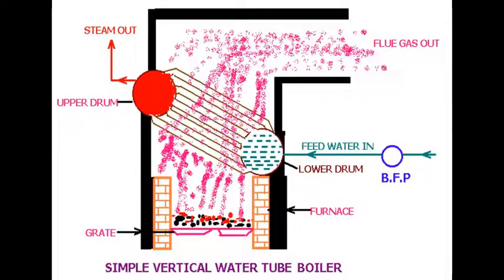The next phase of water tube boiler development is the simple vertical bi-drum water tube boiler, where two drums are connected by bank tubes and it is placed within an encased zone, and firing is done from the bottom in a travelling grate, and feed water is fed into the bottom drum or lower drum, and whatever heat is absorbed in the bank tubes converts the water within the bank tubes into steam, and steam is accumulated in the upper drum, and from there saturated steam is taken out.